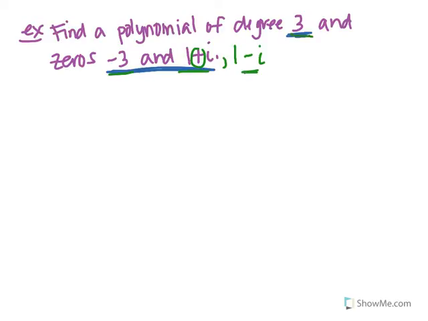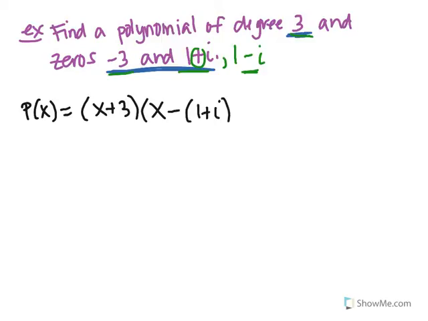So now we're going to do what we did before. We're going to go ahead and write the factors from our zeros. So we're going to call our polynomial p of x. And a factor, if you have negative 3 as a zero, it'll be x plus 3. And then we're going to do x minus the first complex zero, so 1 plus i. And then we have x minus, and then the second one, 1 minus i. And then now we just have to go ahead and simplify this.